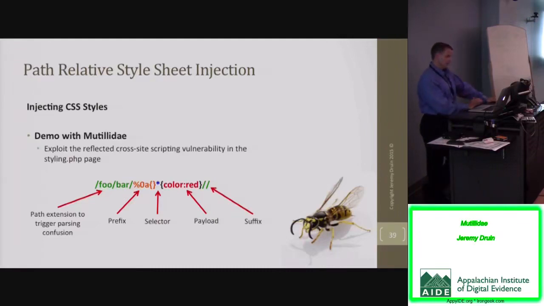Our injection is going to have several parts. They all kind of run together. But essentially, we're going to start with a path extension because we want to have some directories after the file name for the reason we talked about earlier. We want to get the browser a little bit confused about what the base URL is.